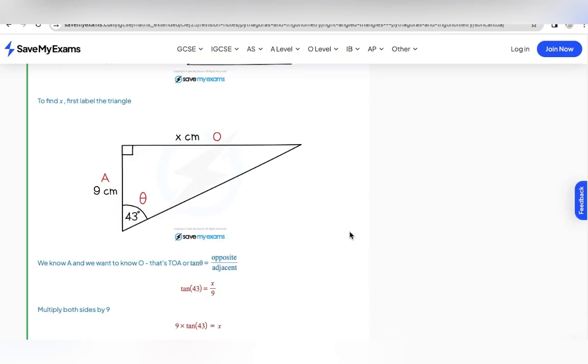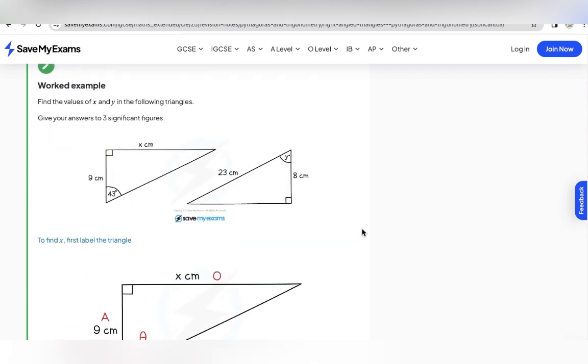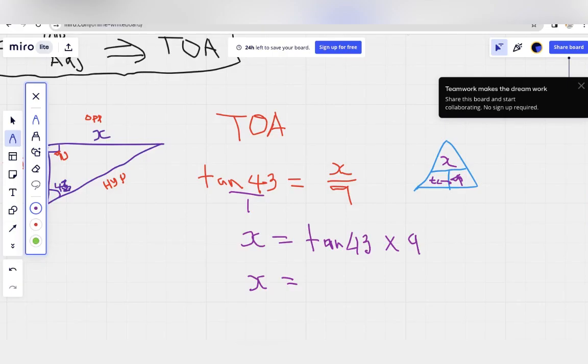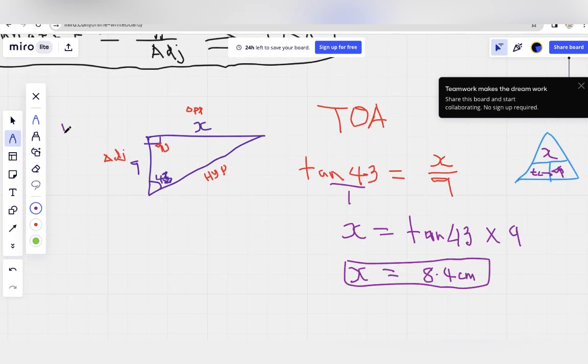So if your calculator is in degree, you're supposed to get 8.4 to 1 decimal place. 8.4 centimeter to 1 decimal place. Okay, so that's how to find it. You must ensure your calculators are in degree when you're doing this, okay? Now let's take another example. This one.